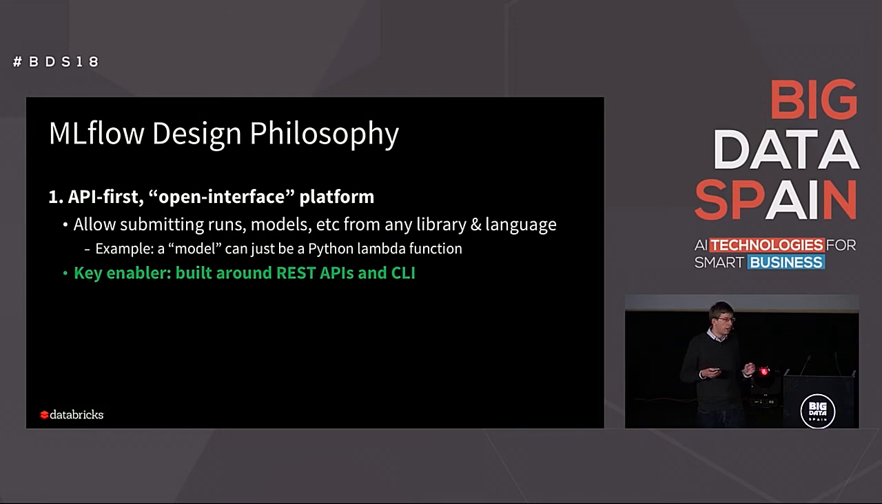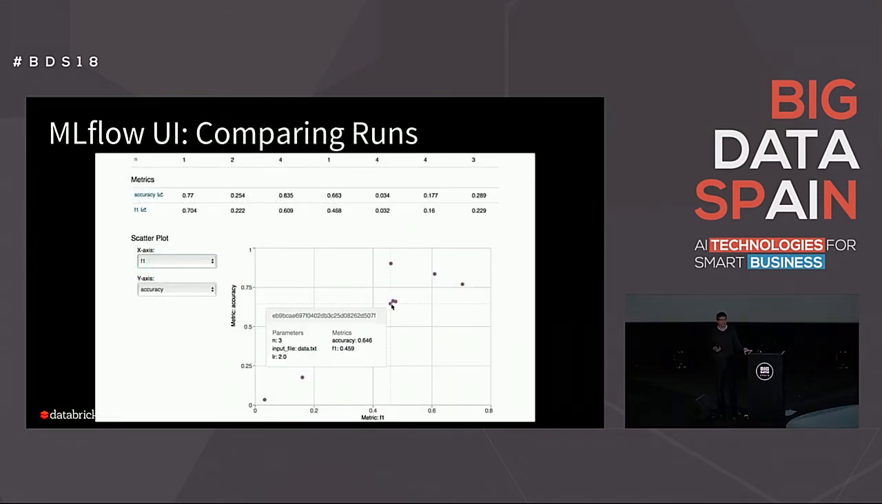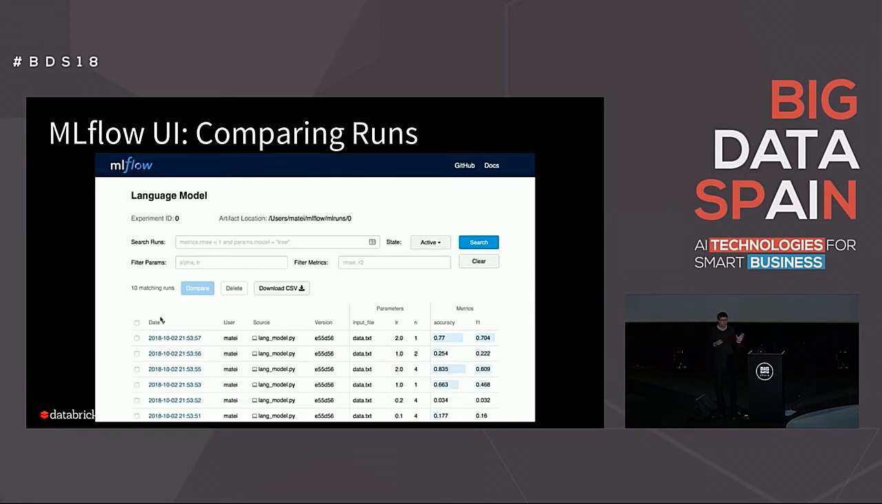There are two elements of MLflow's design philosophy that also make it a little bit different from some of the company-specific ML platforms. The first is that it's an API first, or what we call open interface, platform. So we want to make sure you can submit runs of your code, models, experiments, and so on from any machine learning library and language, so that by default, MLflow just works with whatever technology you choose, as opposed to you blocking on us to make something available. One really simple example of this is, think about deploying a model. What is a model? There are a lot of formats for models like ONNX and PMML and so on that try to capture all the weights and internals.